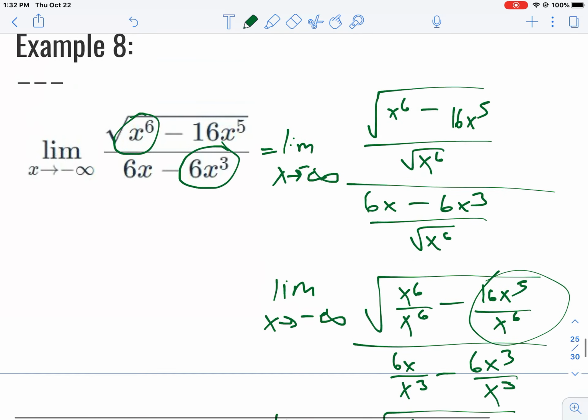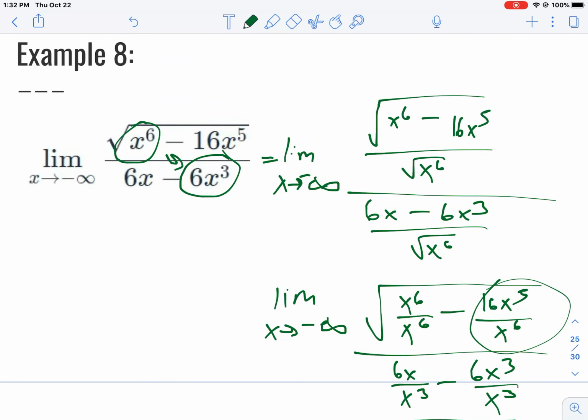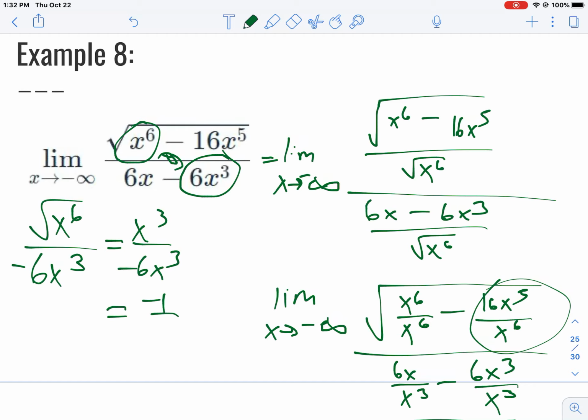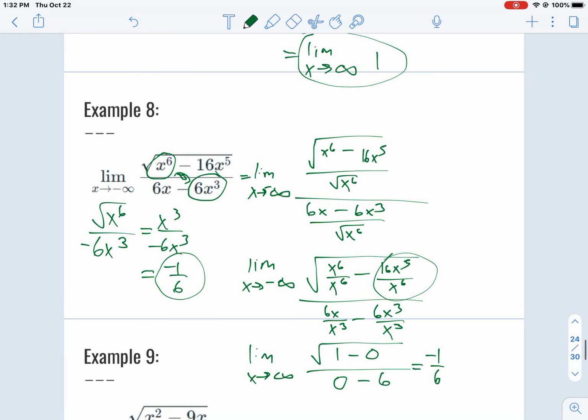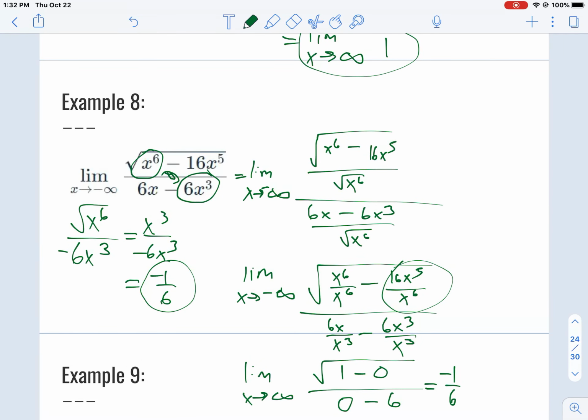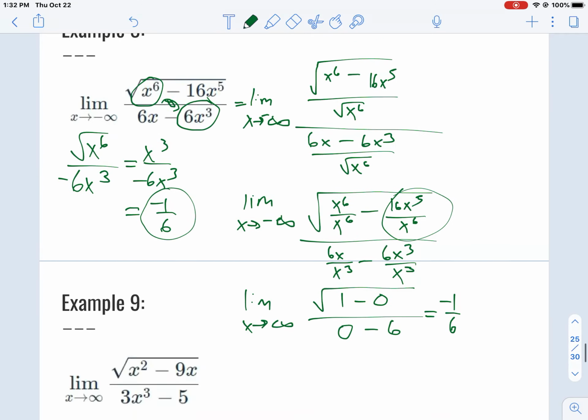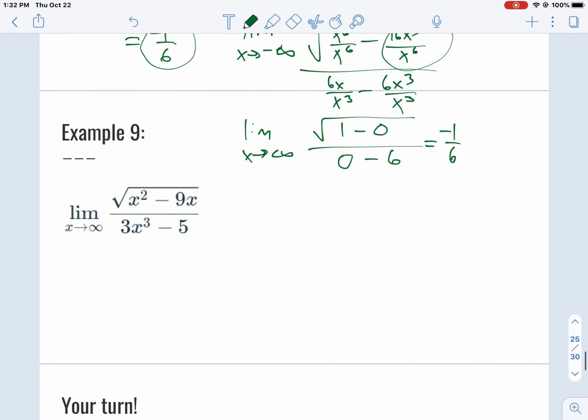And again, you can check yourself by saying, all right, I'm going to compare these two powers, right? So I'm going to compare the square root of x to the 6th in the top. I'm going to compare negative 6x cubed in the bottom. That's really x cubed over negative 6x cubed, which is negative 1 over 6, okay? So I get the same answer. So you're going to have to do it the long way, but I'm going to show you the short way, just so you can check yourself, okay?